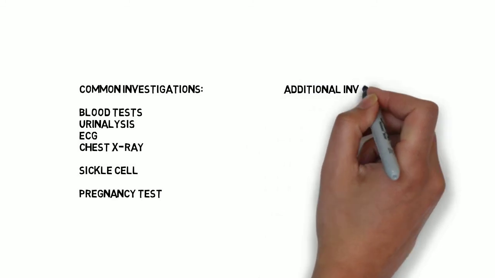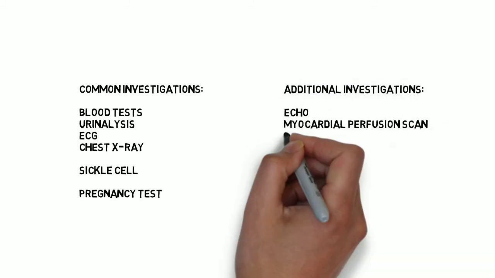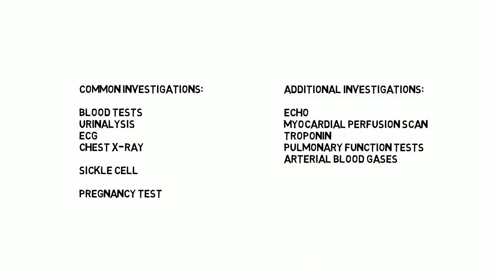Additional investigations may be required depending on history, examination findings and the grade of surgery. These may include an echocardiogram, myocardial perfusion scan, troponin, pulmonary function tests or arterial blood gases. Patients with rheumatoid arthritis may need a C-spine X-ray to assess for atlantoaxial subluxation.